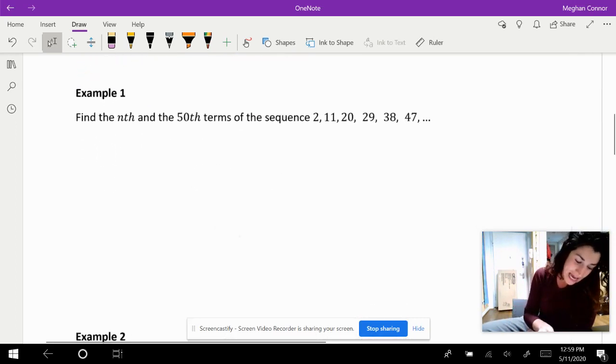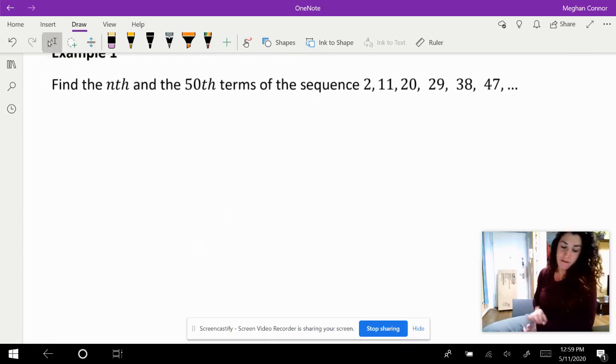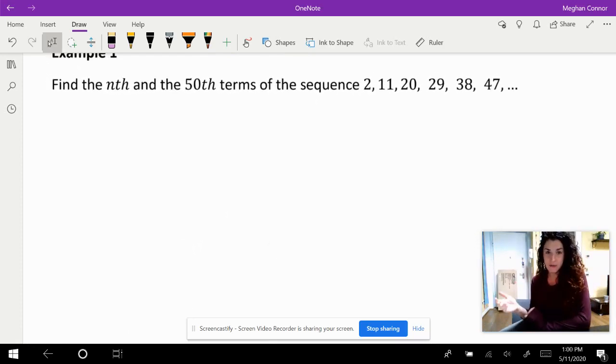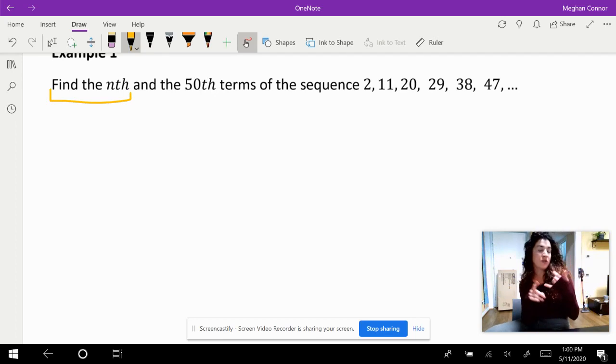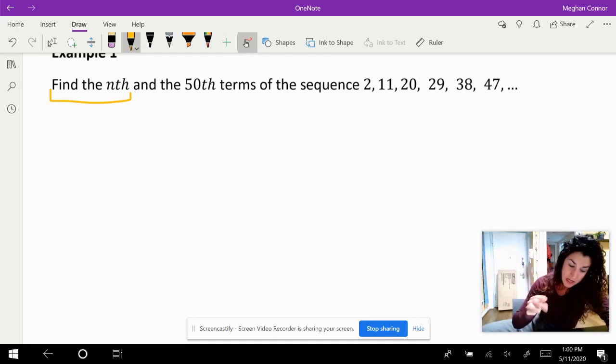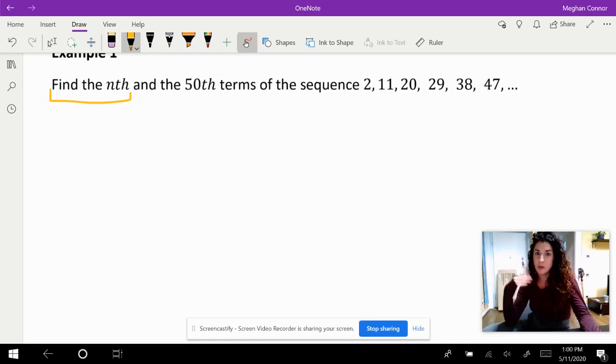Okay, so we're going to find the nth and the 50th term of the sequence. It gives us a sequence, a list of numbers, and then we have to go from that forward. Finding the nth term just means to find the formula. When it asks you to define a sequence, find the nth term, or find the explicit formula, it's asking you to find the formula that defines this. So we know it's an arithmetic sequence.